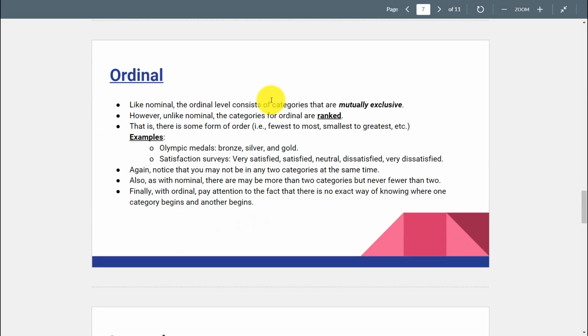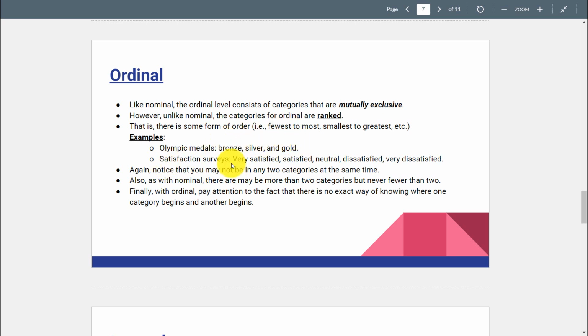Ordinal. Like nominal, once you are in one category, you can't be in the other, and they continue to be mutually exclusive. But what makes an ordinal variable is that the attributes are also ranked. So again, my favorite is the Olympics. Bronze, silver, and gold medals. If you're in one, you can't be in the other. That makes them mutually exclusive, and they're ranked so that gold is better than silver, and silver is better than bronze, and gold is better than all 3.